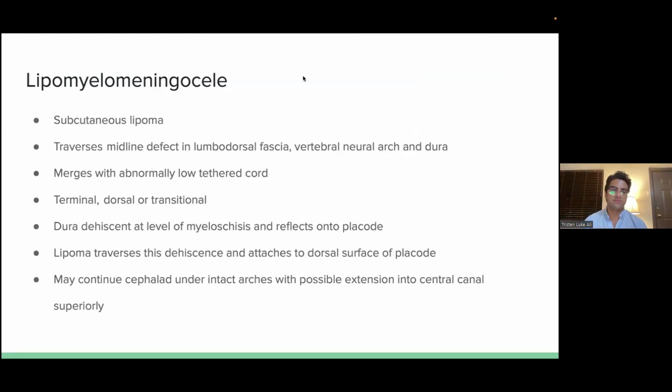So what is it? It's a subcutaneous lipoma. It traverses a midline defect in the lumbosacral fascia, vertebral neural arch, and the dura. It merges with an abnormally low tethered cord. It can be terminal, dorsal, or transitional. The dura is dehiscent at the level of the myeloschisis and reflects onto the placode. The lipoma normally traverses this dehiscence and attaches to the dorsal surface of the placode. And this may continue cephalad under intact vertebral arches with possible extension into the central canal superiorly where there is no defect.